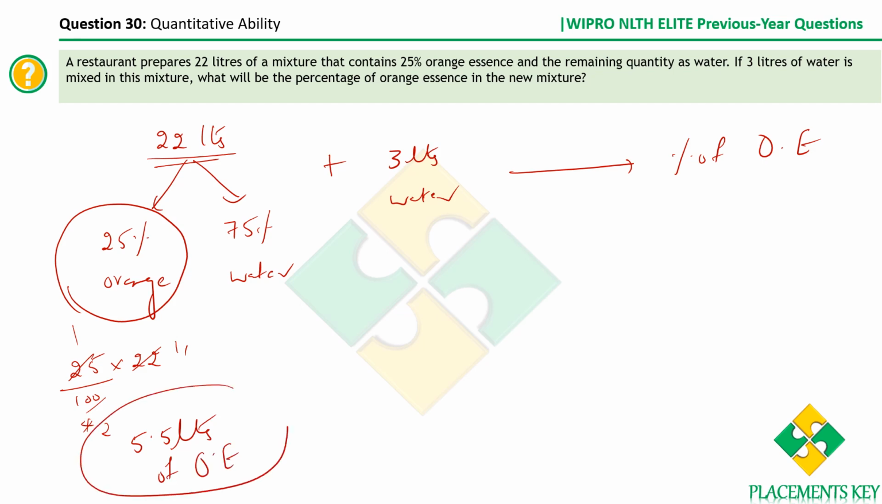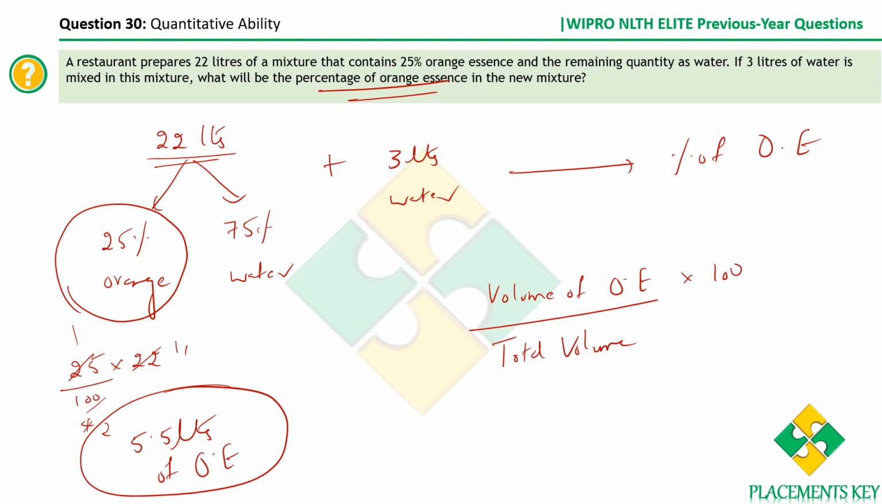Now finally, does the amount of orange essence change? No, right? Therefore, to find the percentage of orange essence in the final mixture, let's calculate the volume of orange essence divided by the total volume of mixture into 100. So this is how we get the percentage of orange essence in the new mixture, isn't it? The volume of orange essence doesn't change. Initially it was 5.5 liters. Finally also it will be 5.5 liters because only water was added.